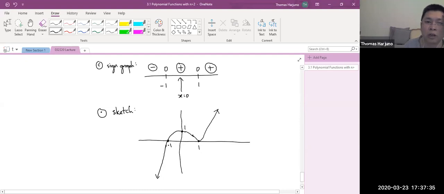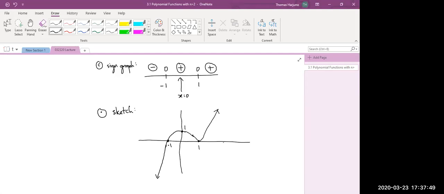As we go to the far left, it goes to negative infinity. If we go to the far right, it goes to positive infinity. Is it okay? Yeah.